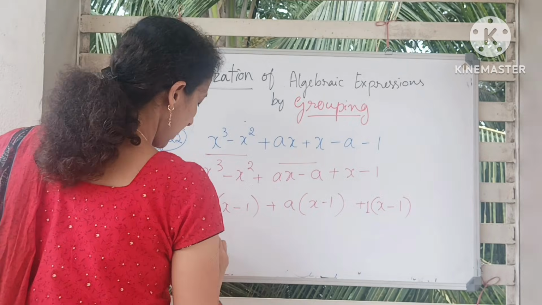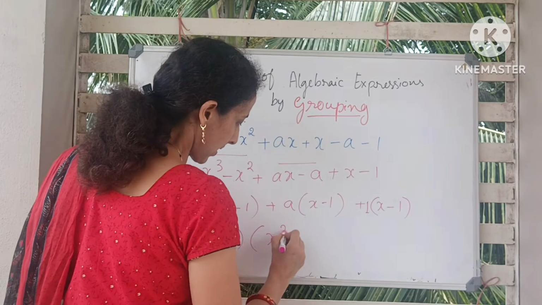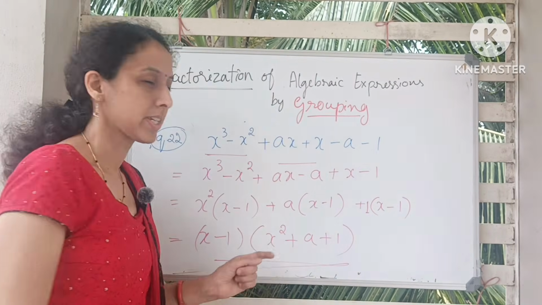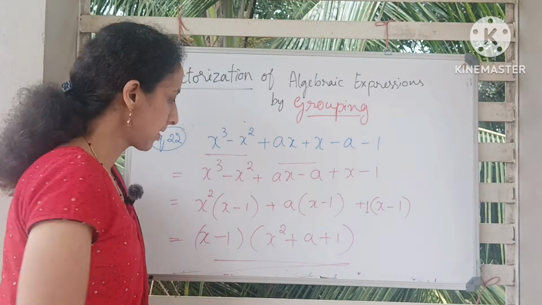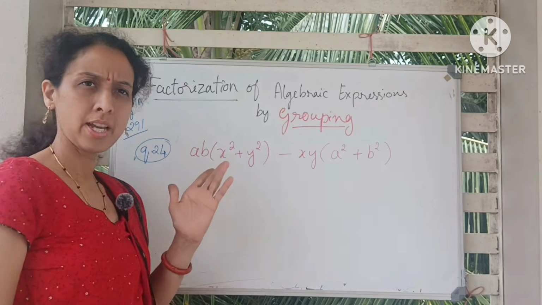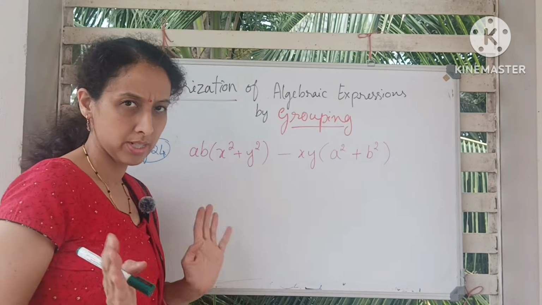So now we can take x minus 1 outside and we are left with x square plus a plus 1, and we cannot further simplify this. That is why this is the factorization of this expression. Here I have another algebraic expression where I don't see anything common. See what we can do first.